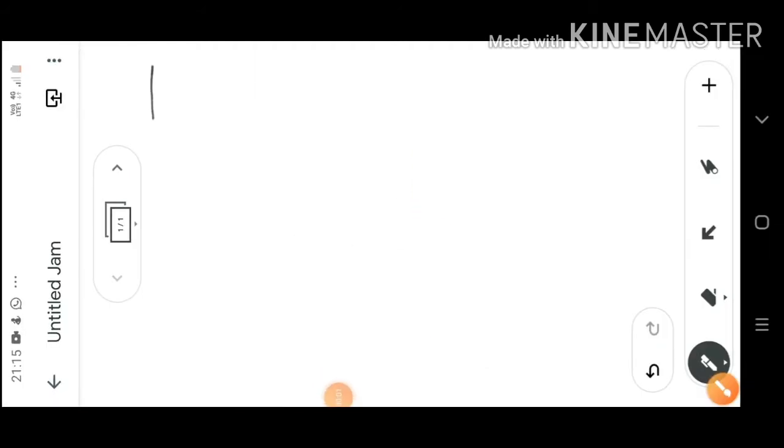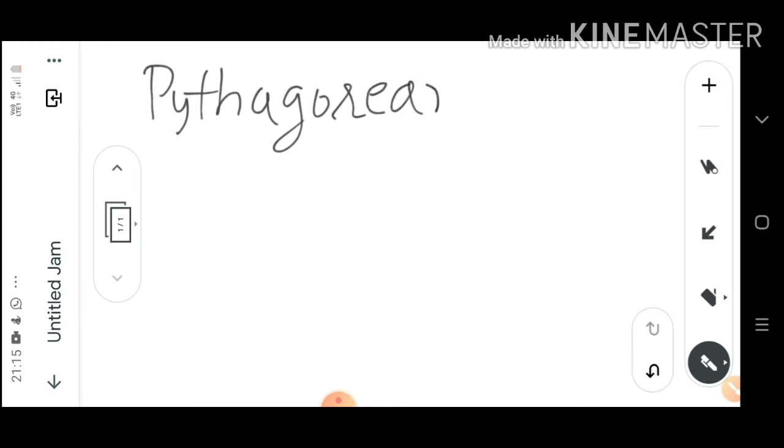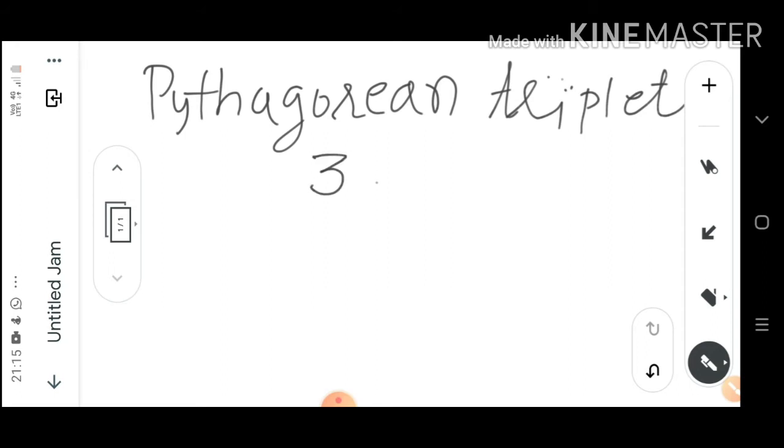Let us today study what is a Pythagorean triplet. Now all of you know what is a triplet. What is triplet? Triplet is a set. Set of how many numbers? Yes, 3 numbers. So let us take 3 numbers: 3, 4 and 5. Now among these 3 numbers, which is the largest number? Yes, 5 is the largest number.